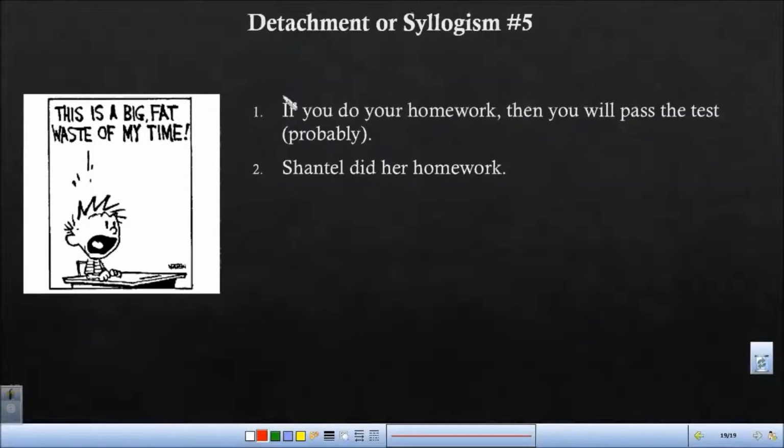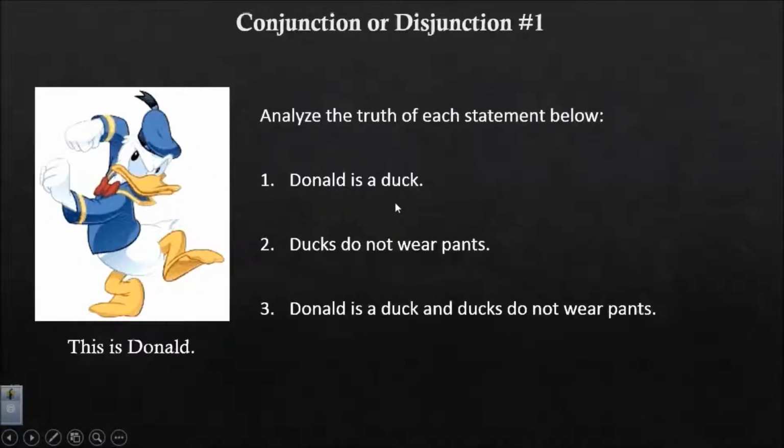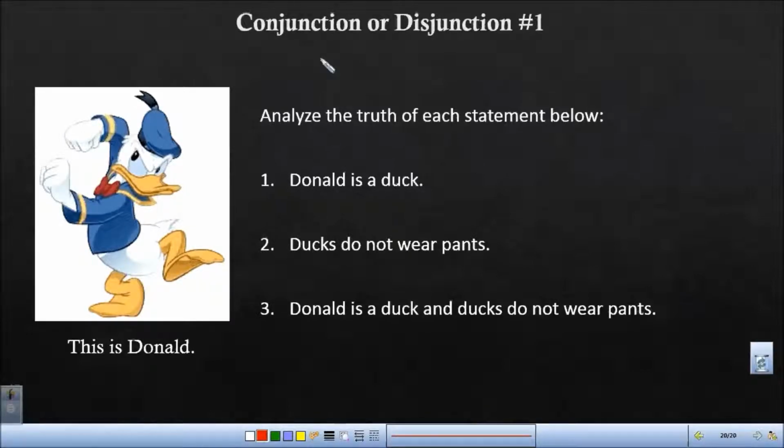Alright. So now we're into conjunction and disjunction land. What you need to remember about conjunction or disjunction is that a conjunction uses the word and, a disjunction uses the word or. Conjunctions are true when both statements are true, and disjunctions are false when both statements are false. So, let's look at the truth of each statement below based on this picture.